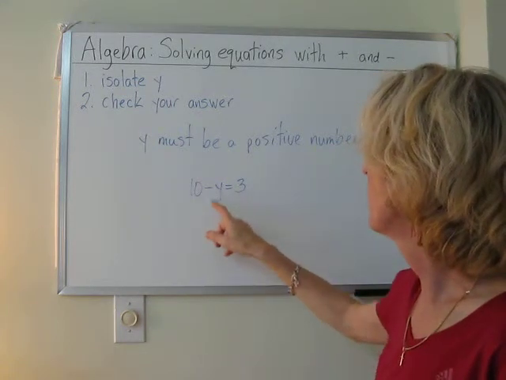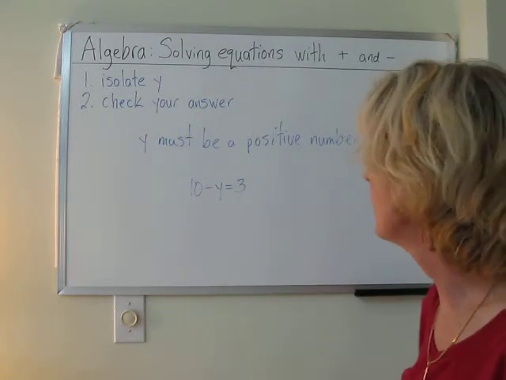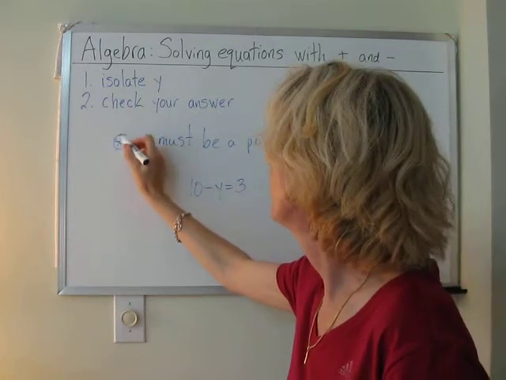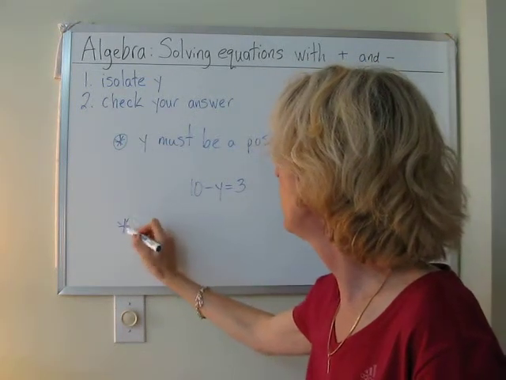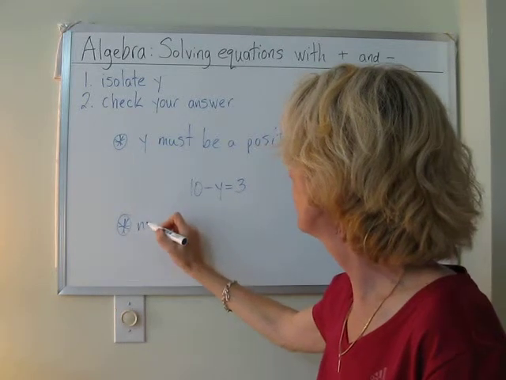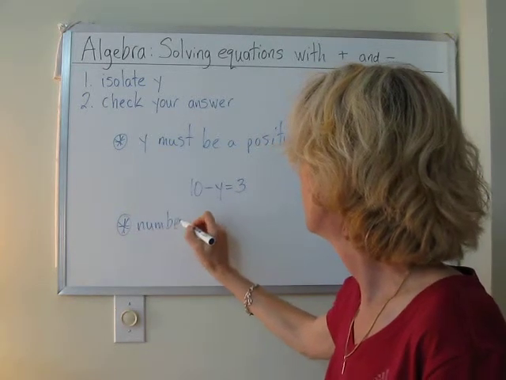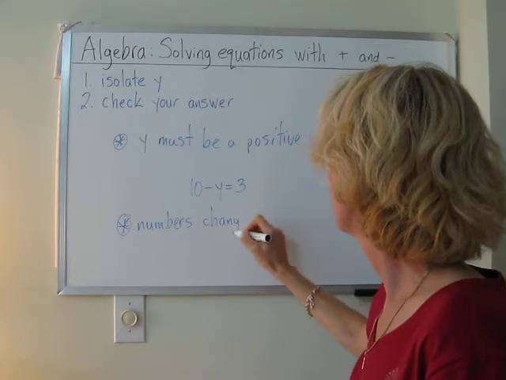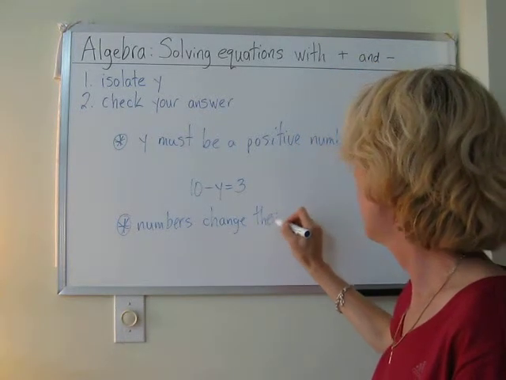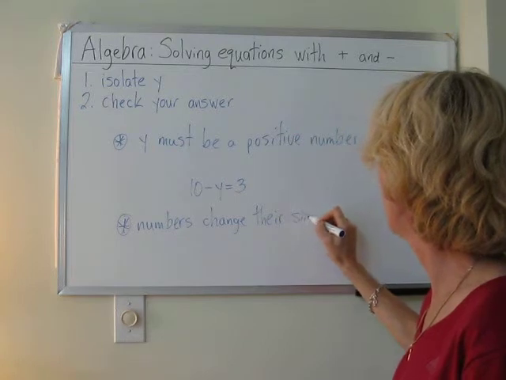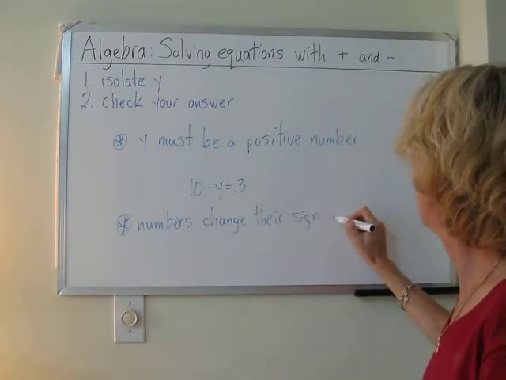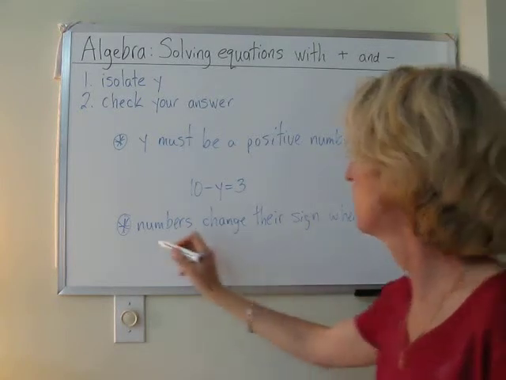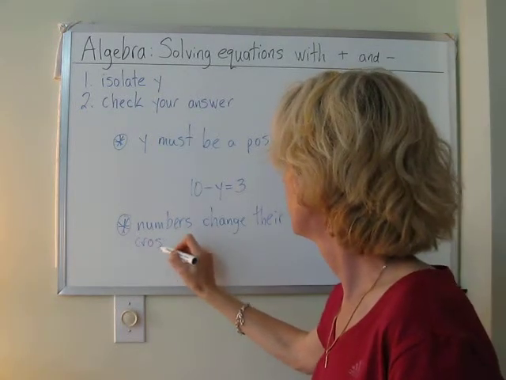Now, the next thing we know is that numbers change their sign as they jump over the equal sign. Yes, they change their sign when they cross the equal sign.